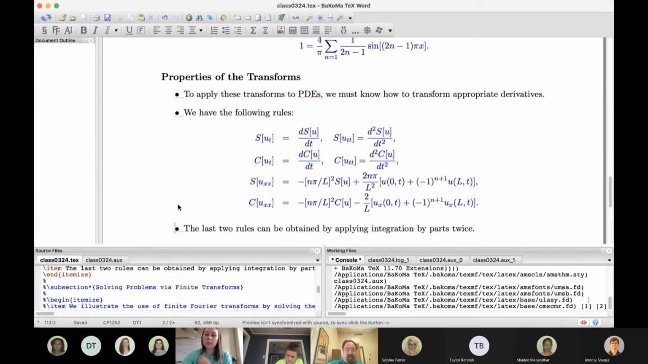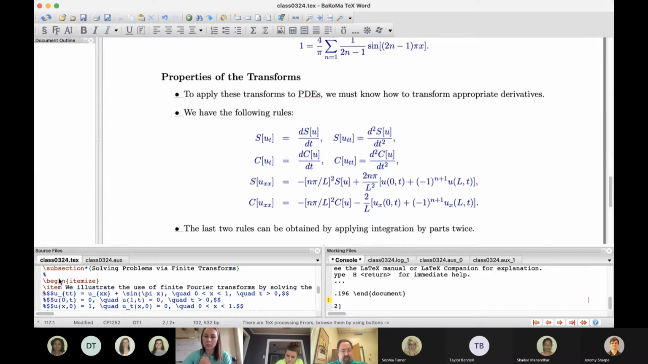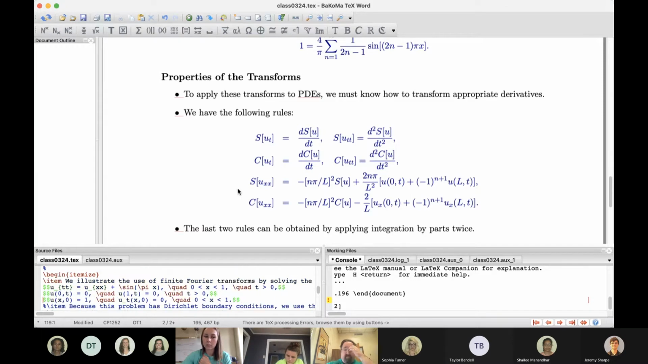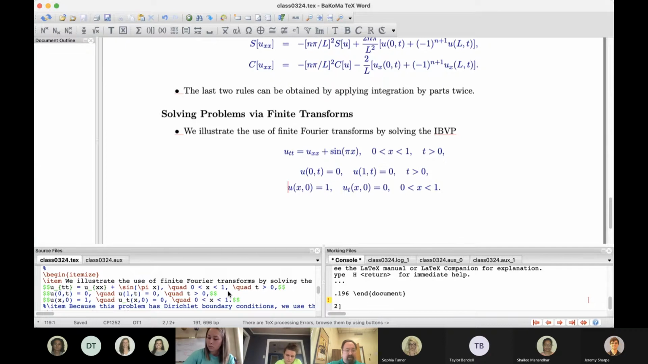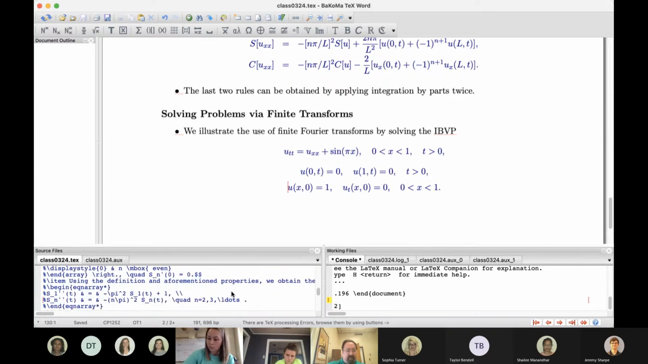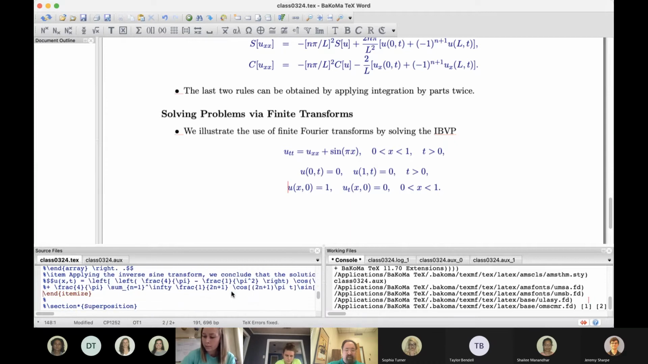So now I'll show you how you can use one of these transforms to solve an initial boundary value problem. So here's a problem we'll illustrate on. We have an initial boundary value problem for the heat equation. And here we have a PDE that is non-homogeneous. We have this source term here. The boundary conditions are homogeneous.